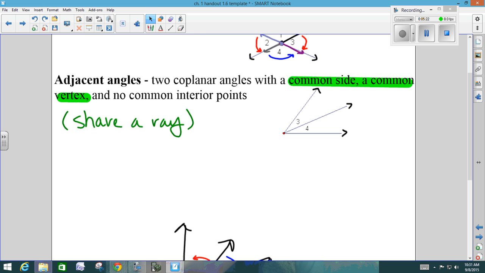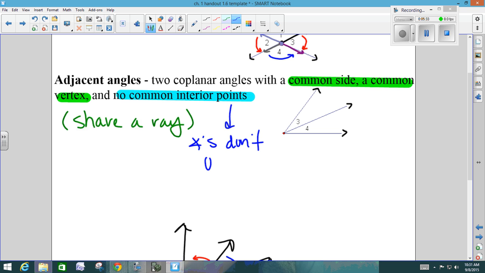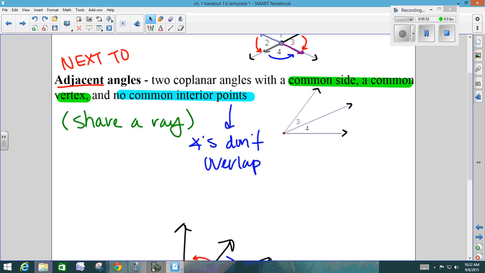No common interior points. This is referring to that they don't overlap. Angles don't overlap. No interior points is another way of saying that the angles don't overlap. Adjacent, to say it nicely, means next to. Adjacent angles share a ray. They don't overlap. They are next to each other.